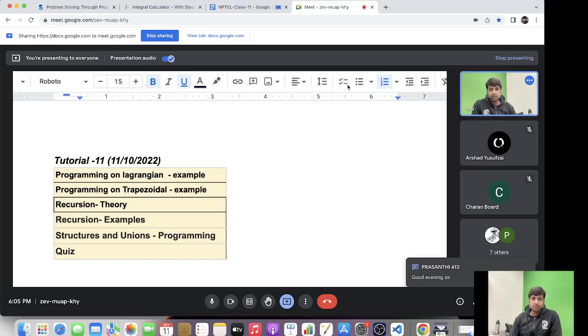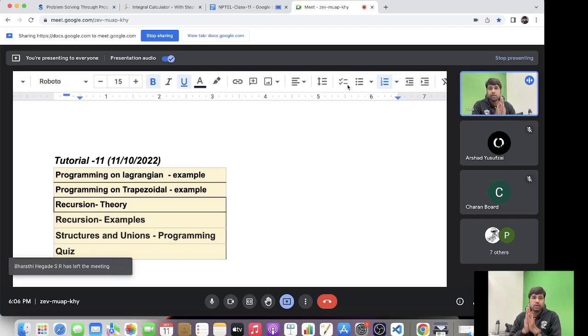In today's class, my intention is not to teach Lagrangian and trapezoidal again. We will try to learn some basic math, then understand how we will programmatically write the code, and how we will evaluate whether our program is working fine or not. Then I will jump into recursion.